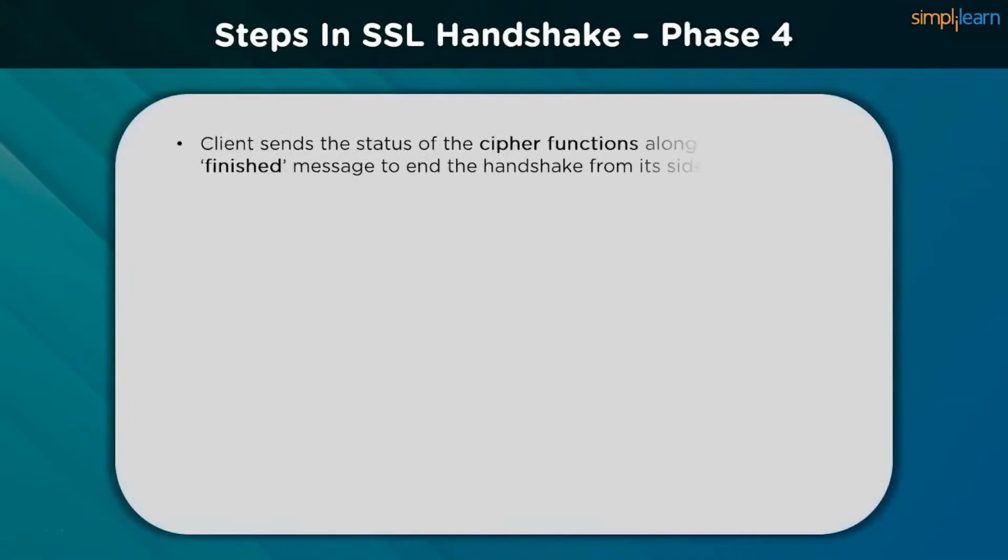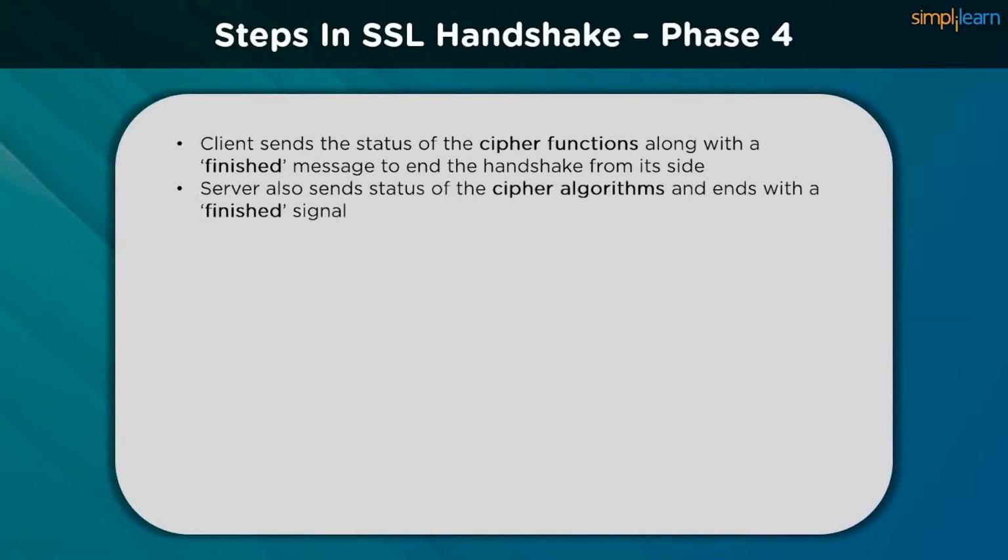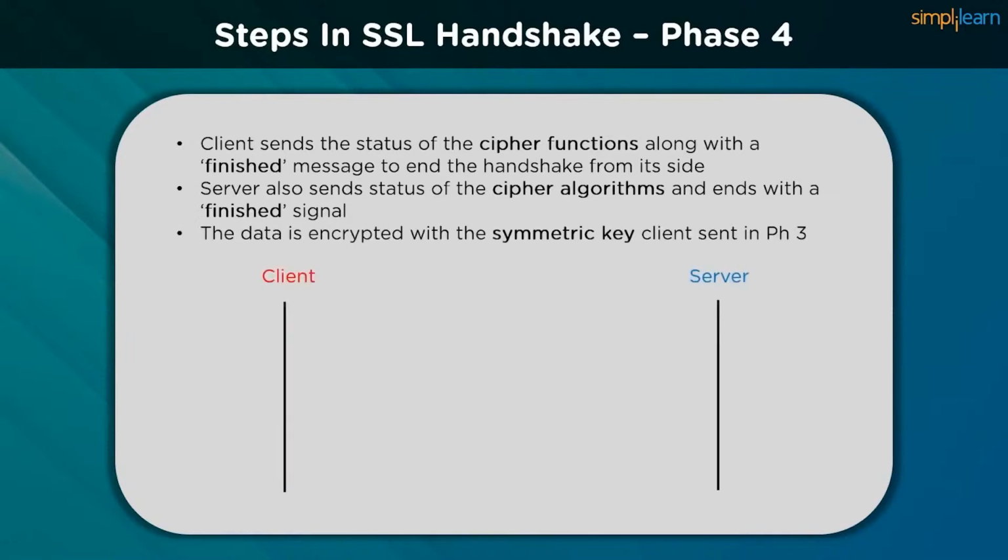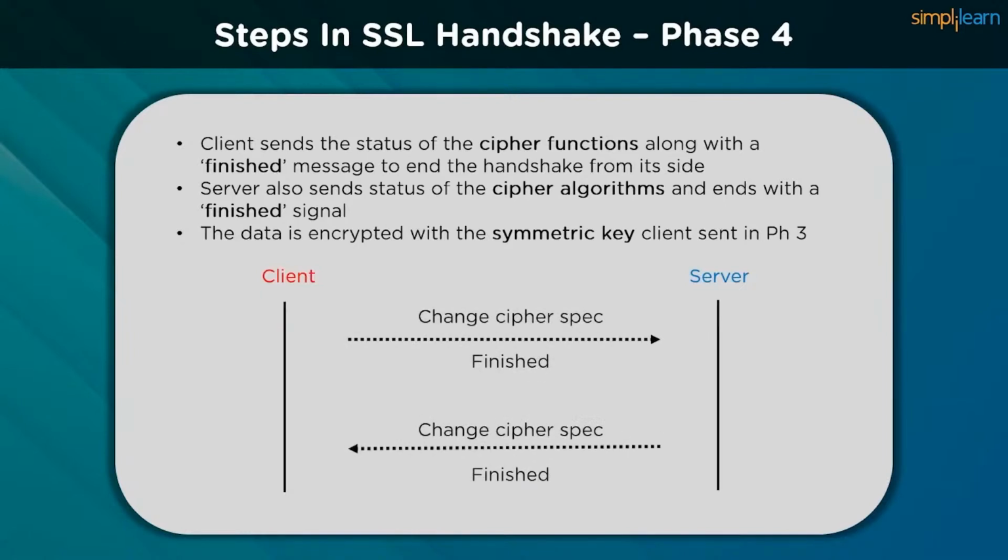In phase 4, the client sends the status of the cipher functions along with a finished message to end the handshake from its side. The server also sends the status of the cipher algorithm and ends with a finished signal. The data is now encrypted with the symmetric key the client sent in phase 3. With the end of phase 4, authentication is complete and the SSL handshake has maintained the authenticity of the entire session between the client and server.